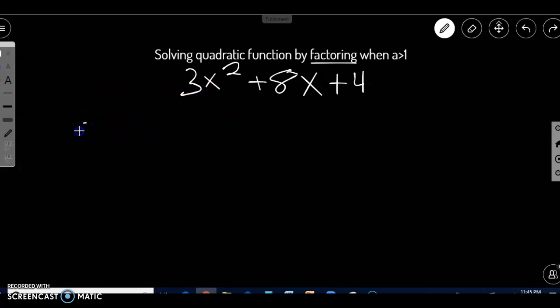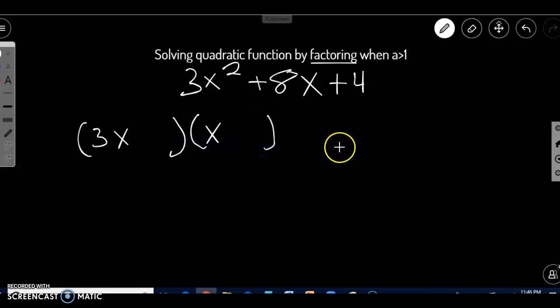From our previous lesson, the 3x squared, we can write it as 3x because we want to solve for x, and then we put another x here. And we are looking for the factors to solve it. So still we are able to use the idea of this crisscross method. So let's use the crisscross method.